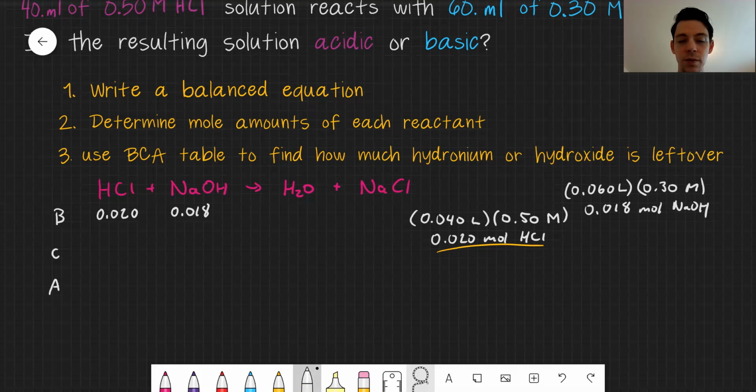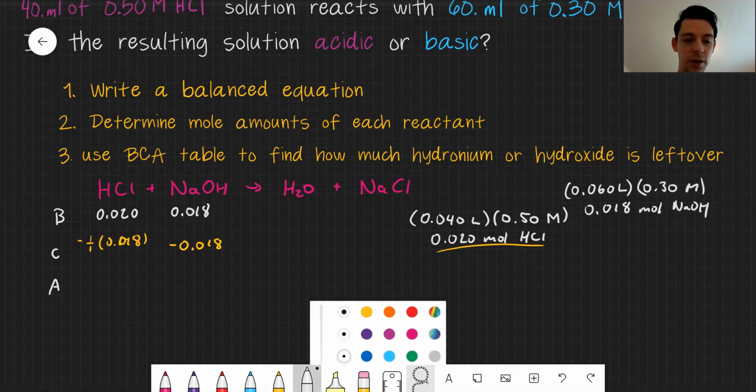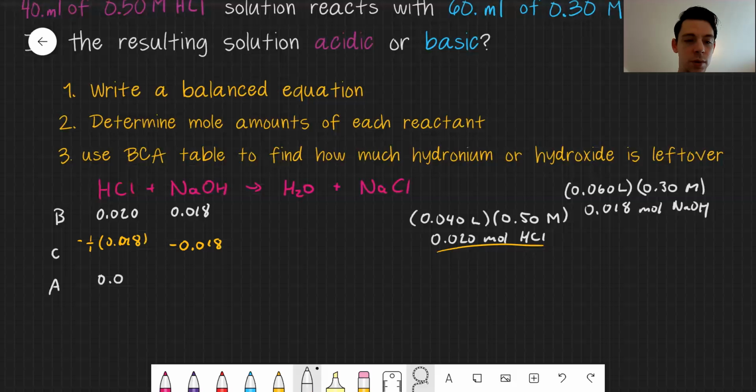Okay. The change row, I will use up all of my NaOH, and they react in a 1-to-1 ratio, so I'll use an equal amount of HCl. This leaves us with 0.002 moles of HCl left over. Okay, so this resulting solution has excess acid, meaning it is going to be acidic.